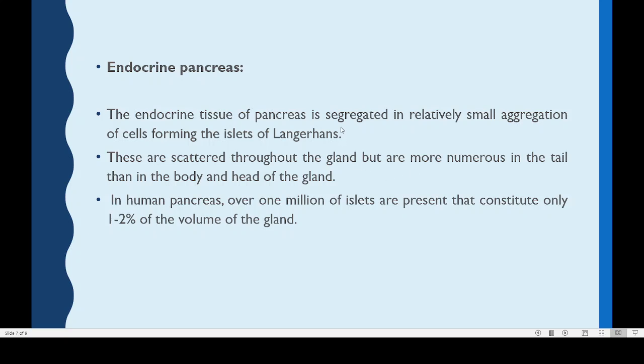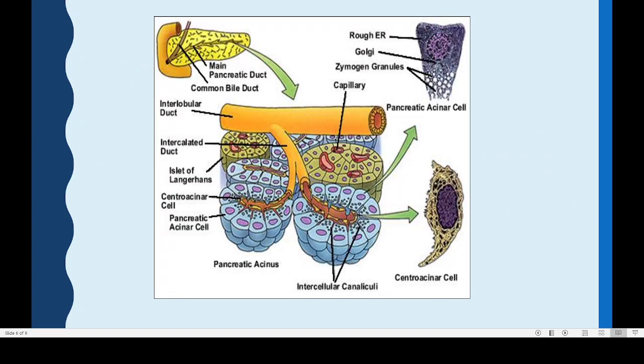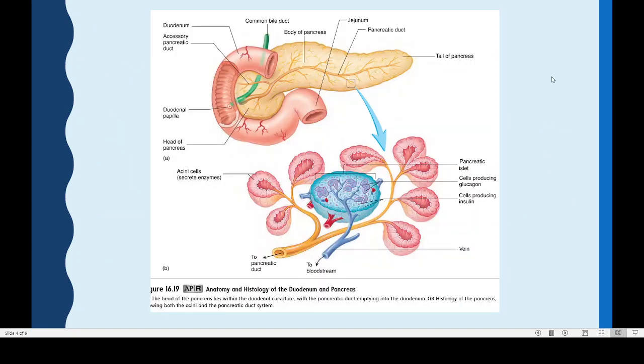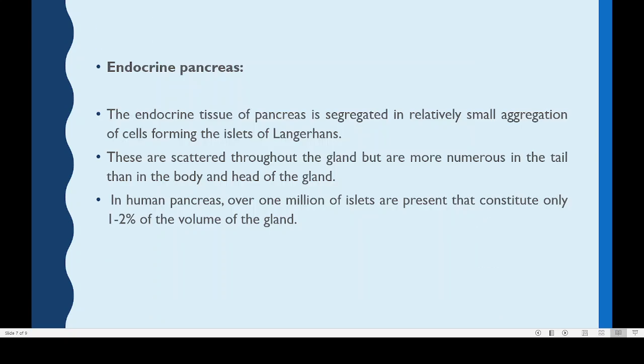See, endocrine tissues of the pancreas are scattered throughout the gland, but more numerous in the tail than in the body. See, the endocrine portion is mostly present in this region than in this region. This is the head part and this is the tail part. So if you come to the tail of the pancreas, we can see that there will be more endocrine cells. So that is the nature of that.